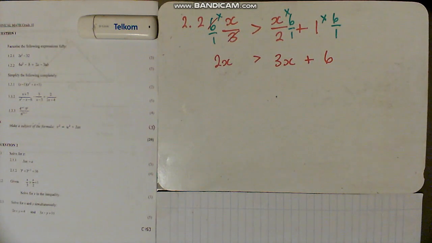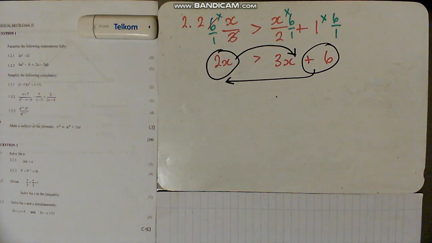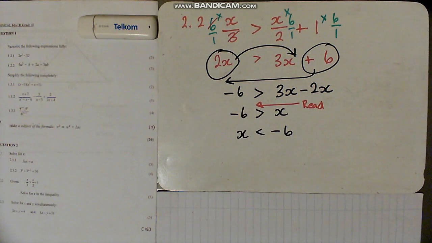Now we're going to bring all the x's to one side and leave the numbers on the other side. Taking the 2x over, we'll have 3x minus 2x, and plus 6 will become minus 6. 3x minus 2x gives us x. Reading it from x, it will be x is less than, because the tip of the arrow, the small side, faces the x. So x is less than minus 6. Remember, when you finish with the answer, the arrow will always be facing the left hand side.